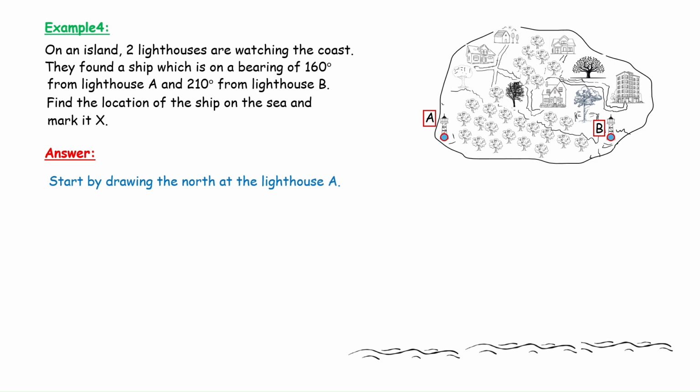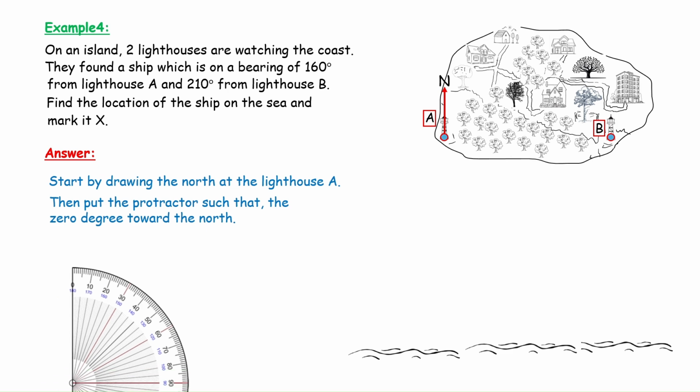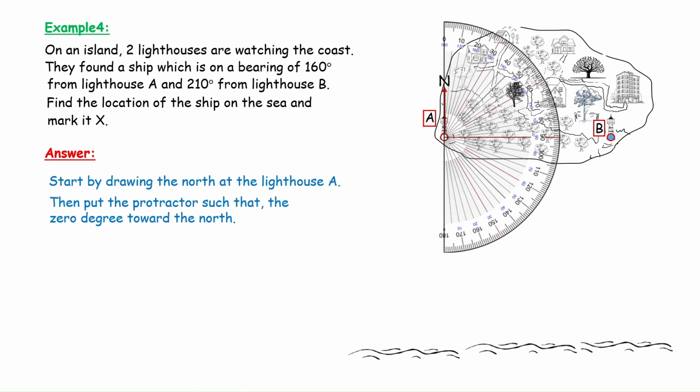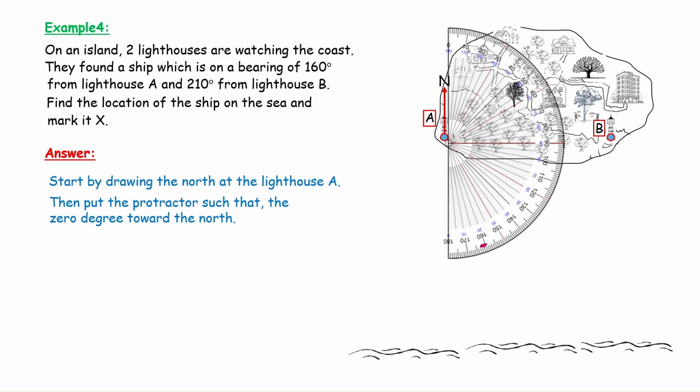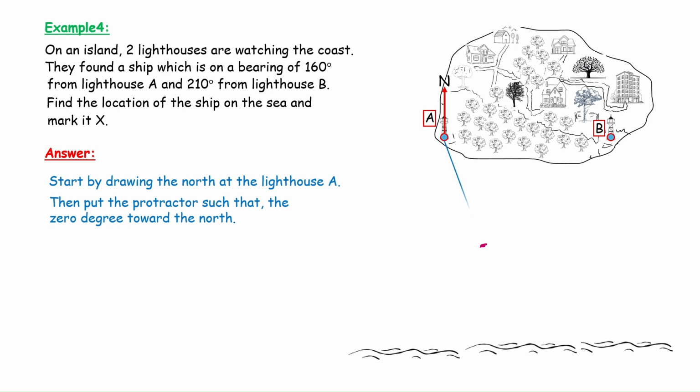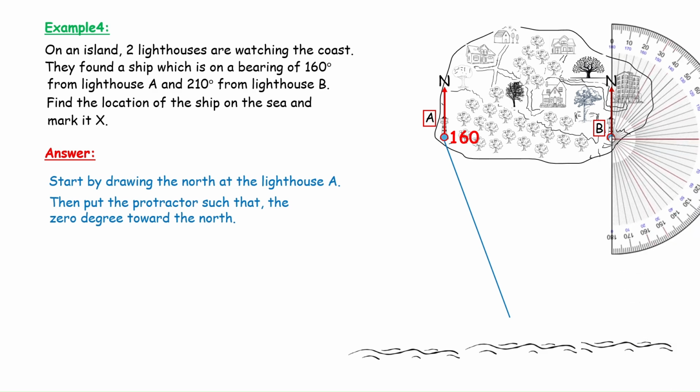First, we draw the north at lighthouse A. Then, using a protractor, we draw an angle of 160 degrees, of course, clockwise. So, we put the protractor such that the 0 is toward the north, as we did in the previous question. We mark the 160 degree spot, then we draw a line and extend it. We are going to do the same at lighthouse B.